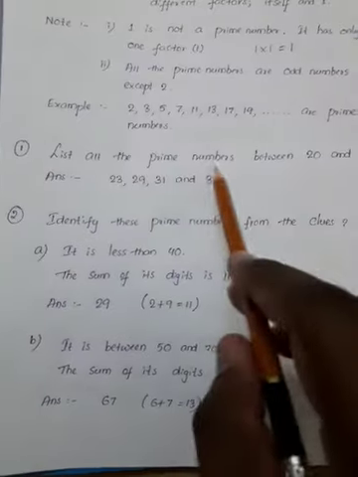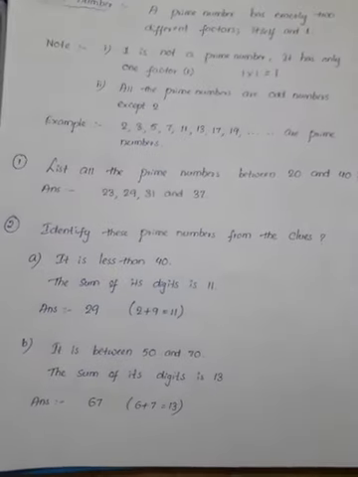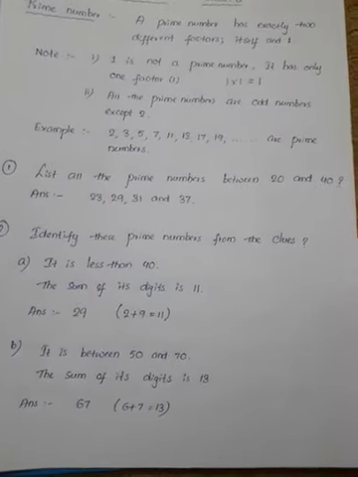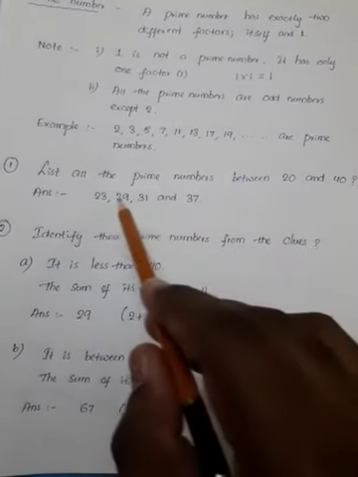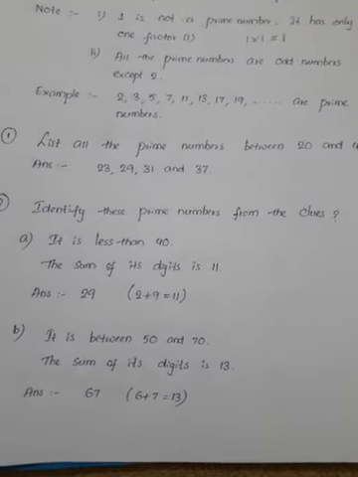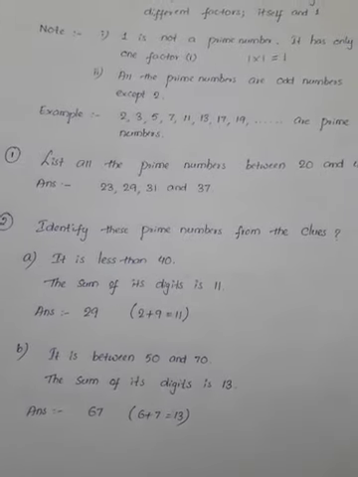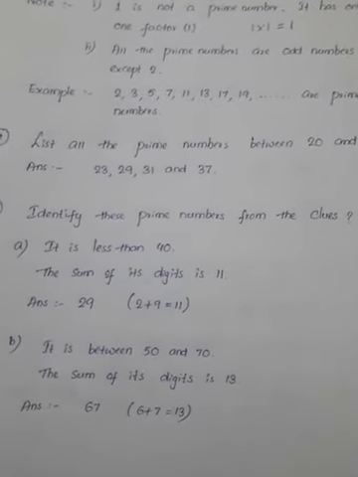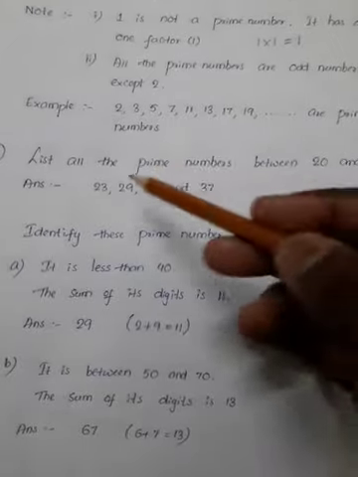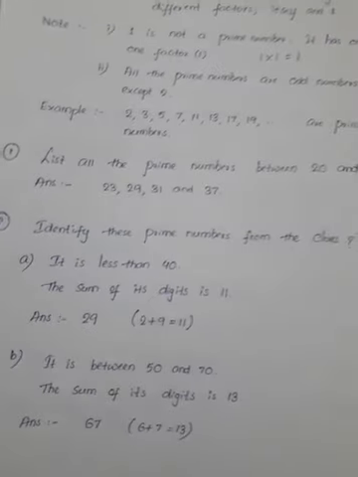Okay. Next, list all the prime numbers between 20 and 40. So what are the prime numbers between 20 and 40? 21 is not a prime number. Why? Because it is in the 3 table and the 7 table. 22 is not possible, because 22 is an even number, in the 2 table and the 11 table also. So 23 is a prime number, because 23 is not possible with any other table.